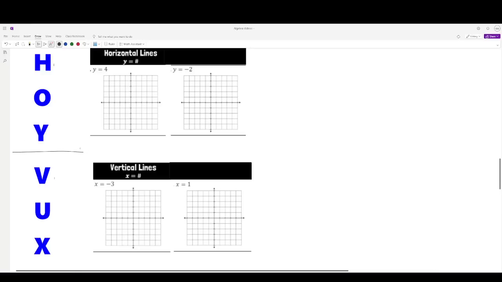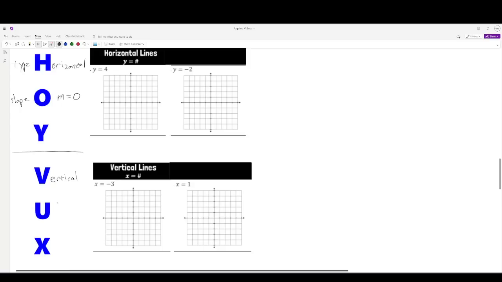So there's 2 parts. The first part talks about horizontal lines. So the H stands for horizontal. The second part talks about vertical lines. So the V is for vertical. Horizontal lines, the second thing, so the first thing we have is the type. The second is about the slope. So our horizontal lines have a slope of 0. So that O in HOYVUX is actually standing in for a 0. So we have a 0 slope.